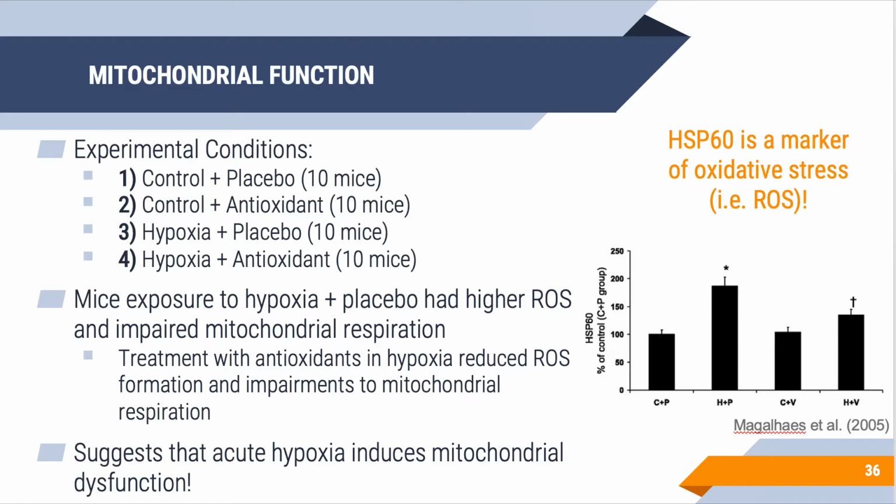Even more interestingly, when we look at the hypoxic plus antioxidants, so H plus V, what we see is that there's a reduction in these reactive oxygen species formed, and we see a reduction in the impairment to mitochondrial respiration, meaning that these reactive oxygen species are obviously a factor associated with hypoxia, and that this reactive oxygen species can obviously impair mitochondrial function. So really this idea that, taken together, acute hypoxia induces mitochondrial dysfunction through reactive oxygen species, and we can combat this through antioxidant exposure.